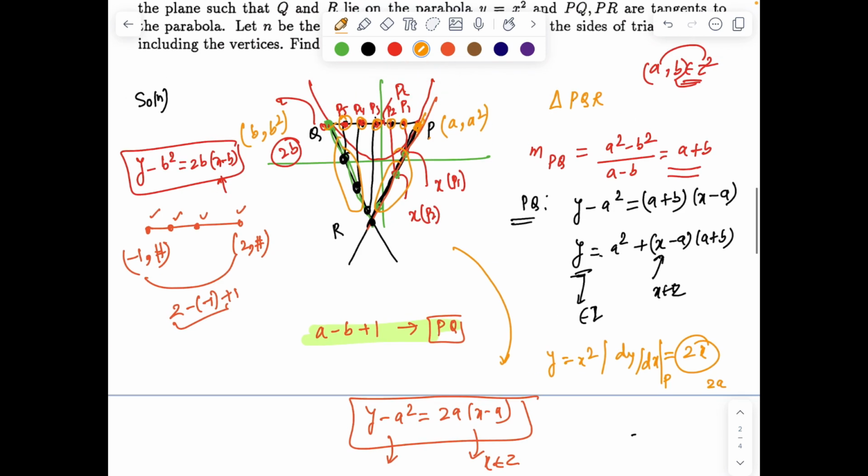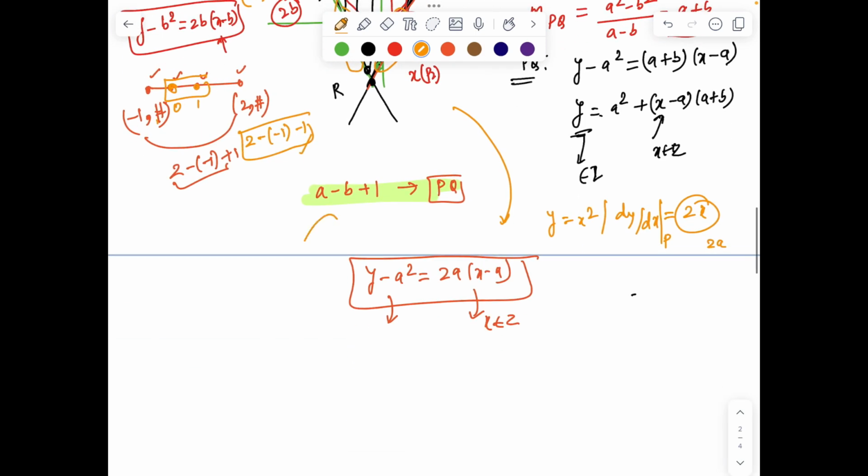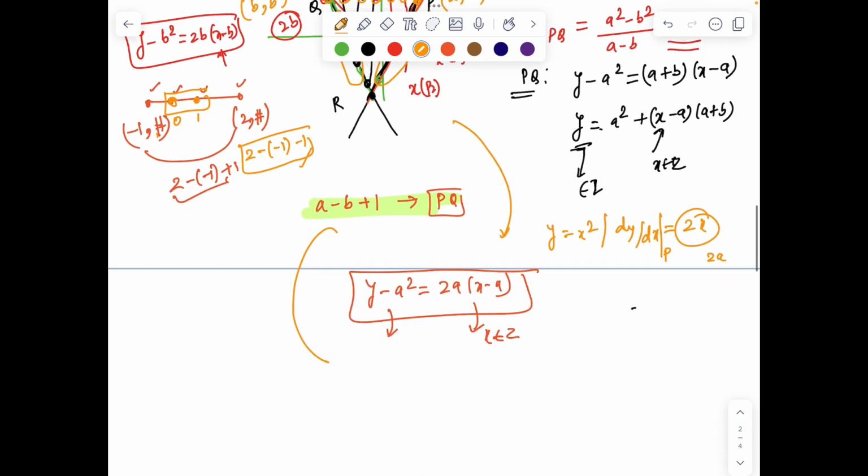plus 1, right? For example, if you start with minus 1 to 2, the number of points is 2 minus minus 1, which is 3, and minus 1, right? So now the number of lattice points on PR union QR will be a minus b minus 1, right?